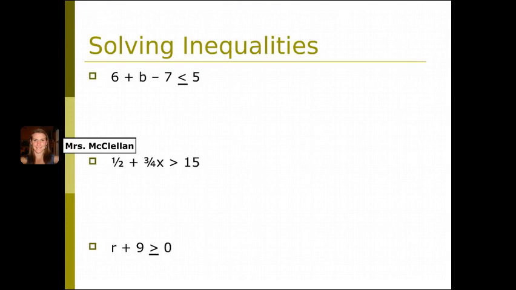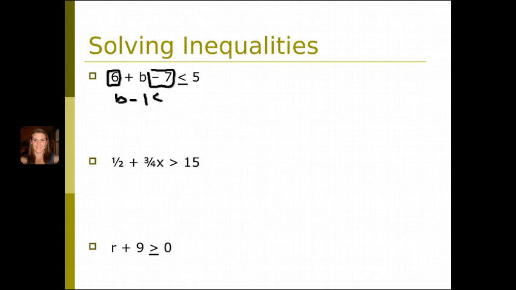We're going to practice a few more inequalities. In our first example, we need to combine our like terms. 6 minus 7 leaves us with b minus 1 is less than or equal to 5. We need to add 1 to both sides, and you're left with b is less than or equal to 6.